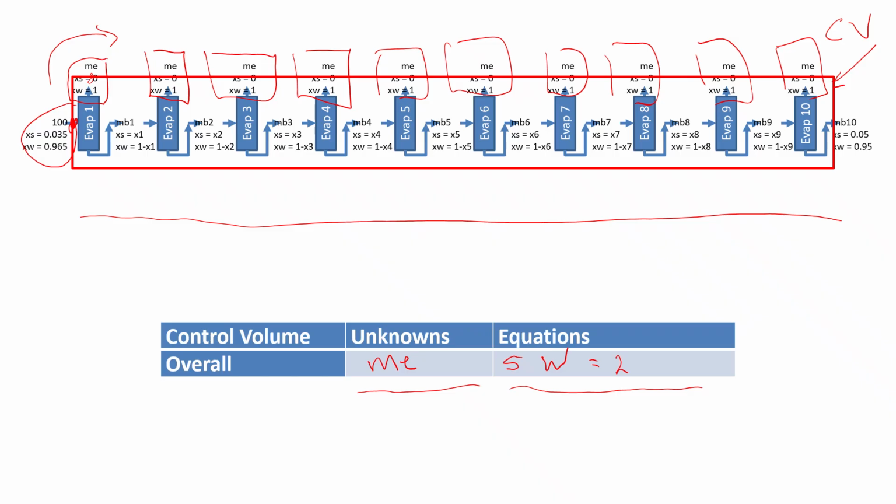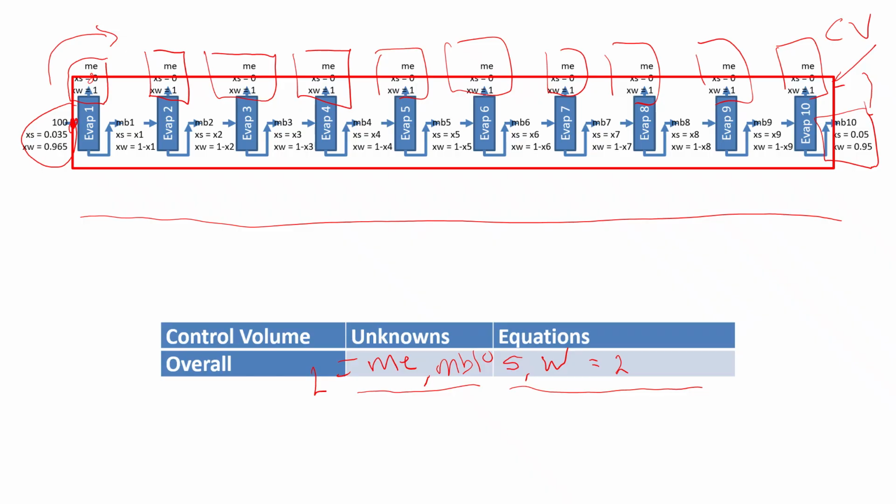We're not quite done yet. Let's continue around in the clockwise direction, and we have one more stream that crosses the control volume, the stream right here. There's one unknown associated with it, which is the brine produced by the 10th evaporator. So looking at this table here, there are two unknowns associated with the streams that cross the overall control volume, and there are two equations we can write because there are two components.